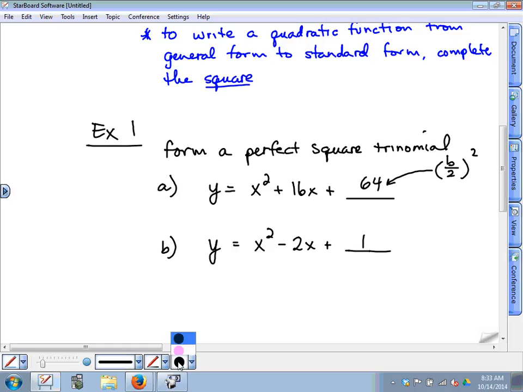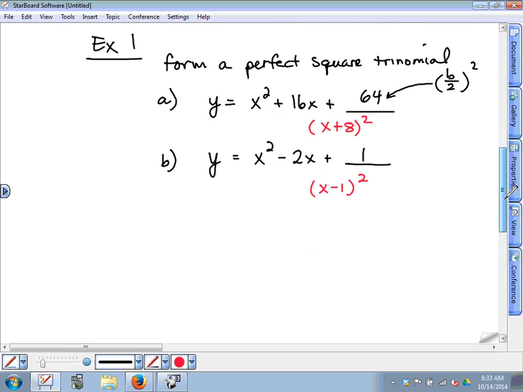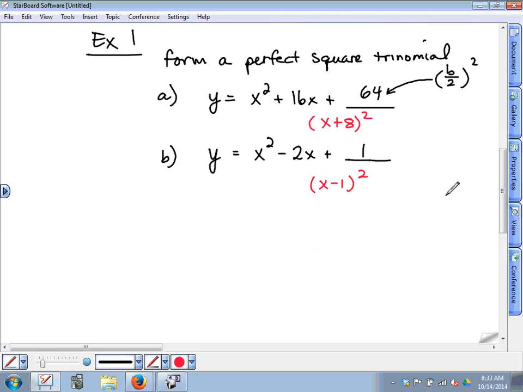Oh, I forgot something I should have done. Let's go back in part A and factor this. X squared plus 16x plus 64 factors into x plus 8 squared. It's two identical factors, x plus 8 times x plus 8. What about part B? X minus 1 squared. Now this is just a small part of completing the square.